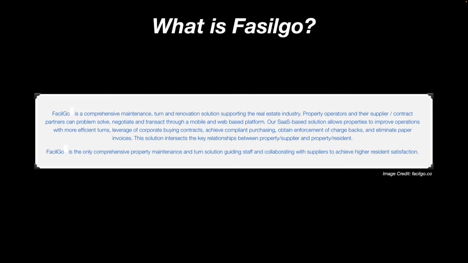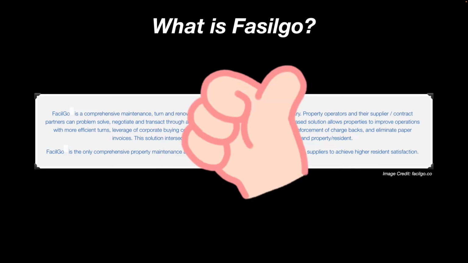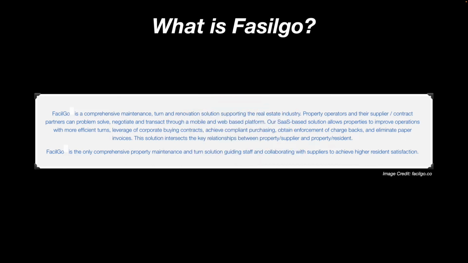This solution intersects the key relationships between property and supplier and property and resident. Fasilgo is a comprehensive property maintenance and turn solution, guiding staff and collaborating with suppliers to achieve, hopefully, a higher resident satisfaction. Fasilgo is a program I use every day for my job.